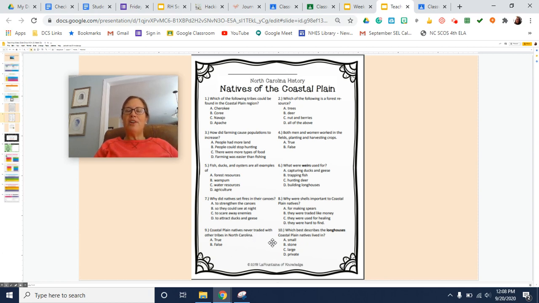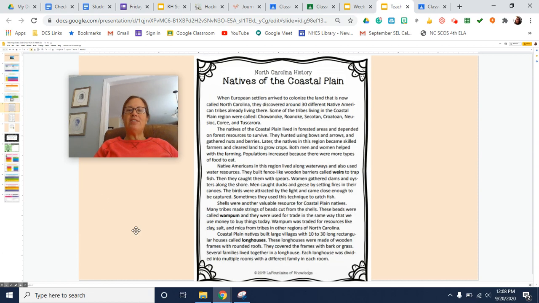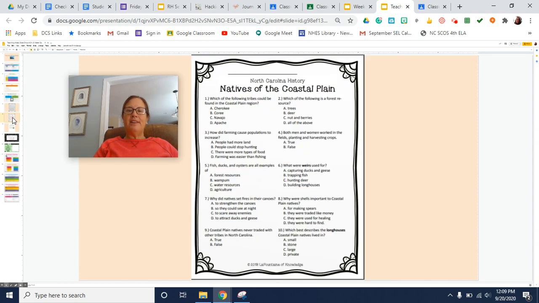Last one, number 10. Which best describes the longhouses that the coastal plain natives lived in? Find your text evidence for longhouses. It's nice, it's bolded. Pause. And welcome back. What's a description of a longhouse? You have small, stone, large, private. They were not small. They were not made out of stone, and they were not private. Use the process of elimination, and the correct answer is letter C.